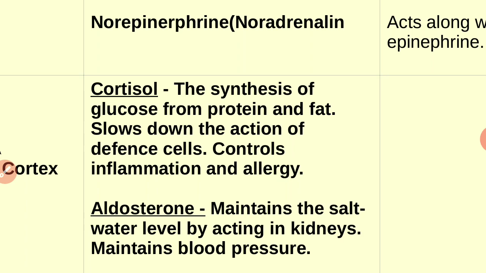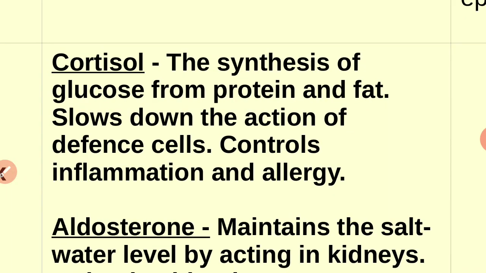Then it slows down the action of defense cells, and controls inflammation and allergy. If you go through this point, there are many things behind it. One is glucose from protein and fat. There are insulin and glucagon to control glucose; you should remember that. Here cortisol also synthesizes glucose from protein and fat. Then it slows down the action of defense cells.